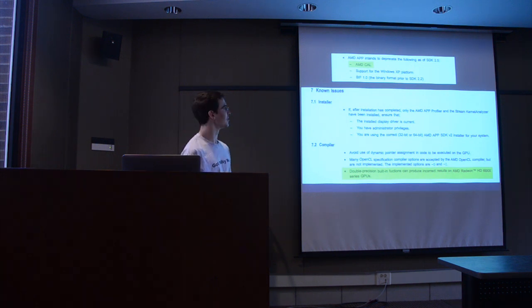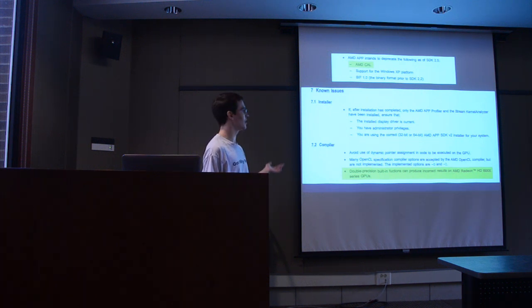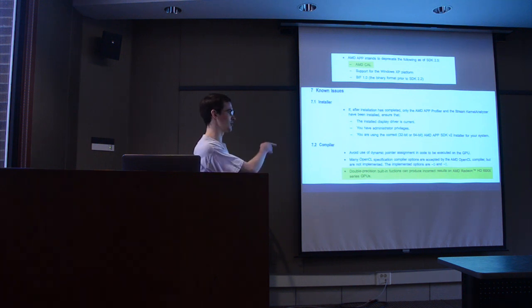And the release notes I really love, because I read this. In the next version, they plan to deprecate Cal. I'm so glad I spent like forever working on that. And then just because they're really bad at software, there are always things like this. This is not the first time there have been notes like this. Double precision built-in functions can produce incorrect results on GPU X.